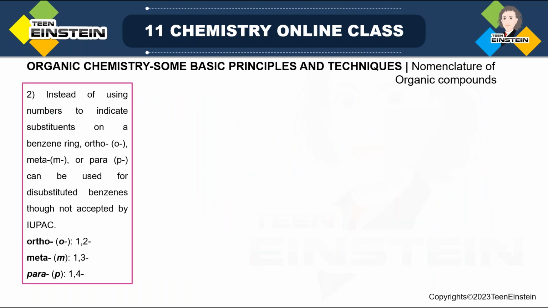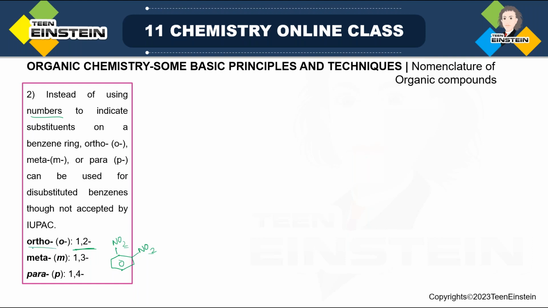Next rule is, instead of using numbers to indicate the substituents, that we have just done, that is 1, 3, 5, whatever, sometimes ortho is mentioned, which is for 1,2 substitution. Suppose you have a benzene ring and at one position you have an NO2 group, and at 2 position you also have an NO2 group. So you can say it is 1,2-dinitrobenzene. That is according to the number, but you can also write it as ortho-dinitrobenzene. So when you say ortho-dinitrobenzene, it is actually 1,2-dinitrobenzene. If these 2 positions are at 1,3, then we use meta, and for 1,4 it is para.